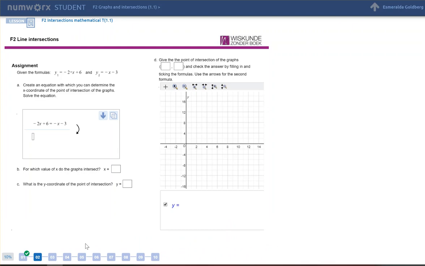Here we have to do the exact same thing. So we are given two formulas of which we need to calculate the point of intersection. The first step is to make an equation, and again it's already been done for us, but you have to do it by taking the part of each formula after the equal sign and writing them down with an equal sign in between. Next, we are going to solve this equation using the balance method.